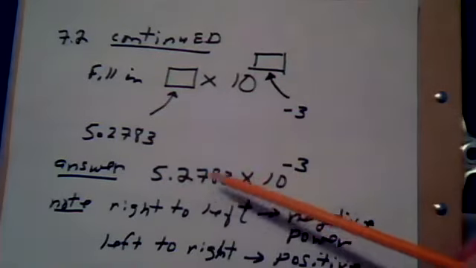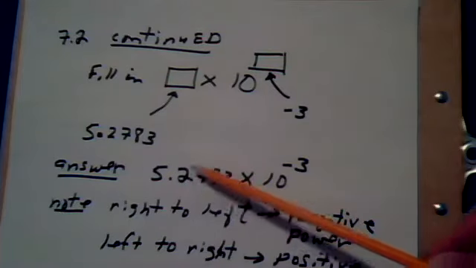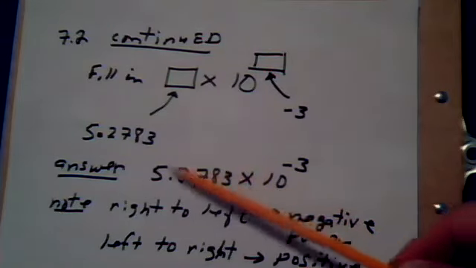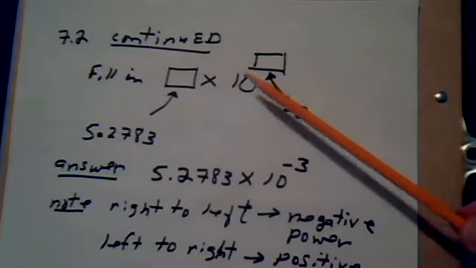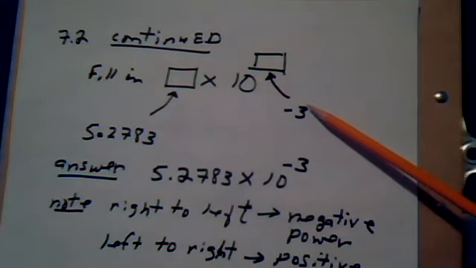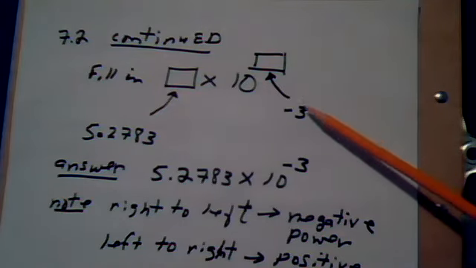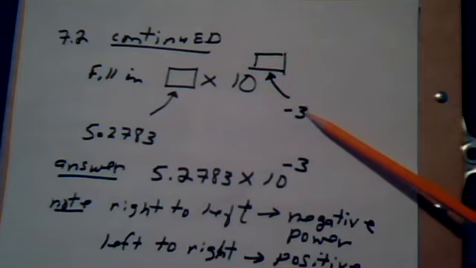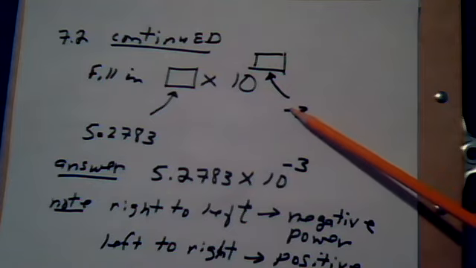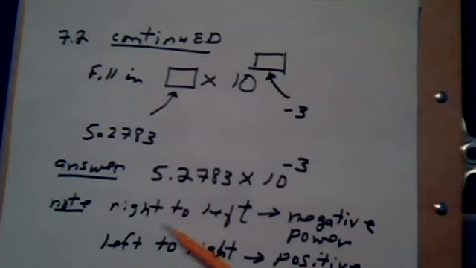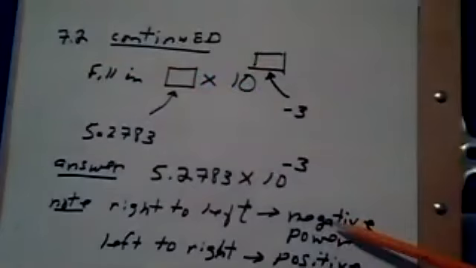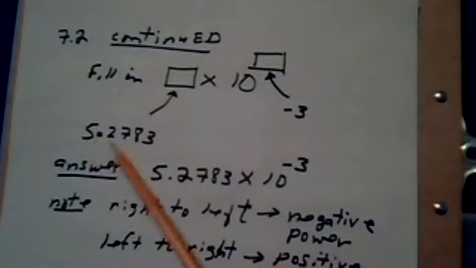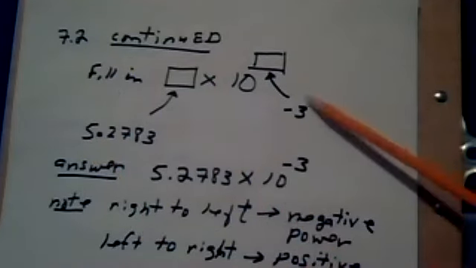So now, after moving the decimal 3 times, the number looks like this. Notice this is a number between 1 and 10. This is a times. This is a 10. And then this number keeps the count of how many times you moved. We moved the decimal 3 times. Now, how do you know whether to put a positive or a negative? Well, if the decimal's going from right to left, it's going to be a negative. And if the decimal's going from the left to the right, then this power is going to be positive.